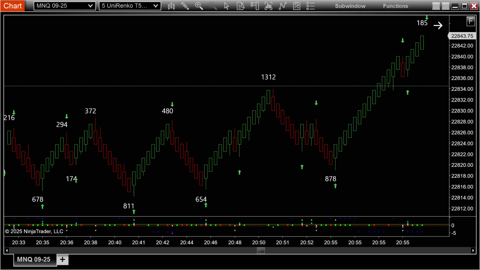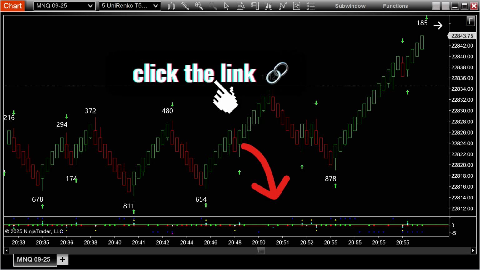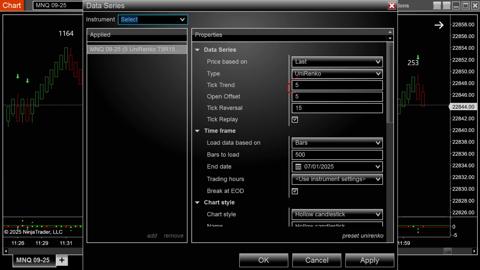So first of all, let's set up our charts. For this strategy, we use Renko bars. I mostly use the Unirenko bars type. If you don't have the bar type, I'll leave a link in the description. For demonstration purpose, I use a bar size of 5 ticks, with the open offset set to 5 and the tick reversal set to 15.